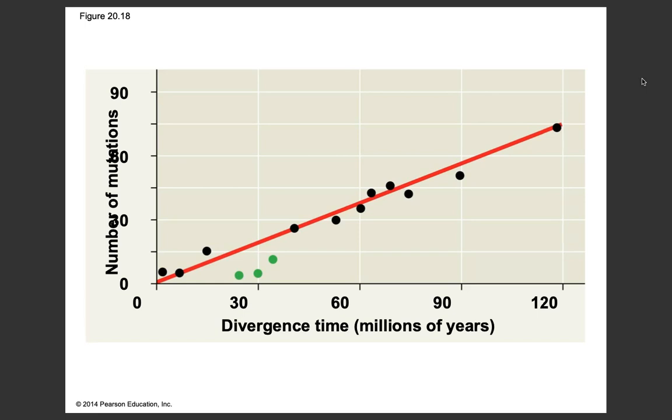The 3 green points that you can see there are primate species, like chimpanzees, things like that, whose proteins appear to have evolved more slowly than the other mammals because they fall below the line. So it's just slower evolution. The divergence time for each data point is based on the fossil record, what we know to be true.